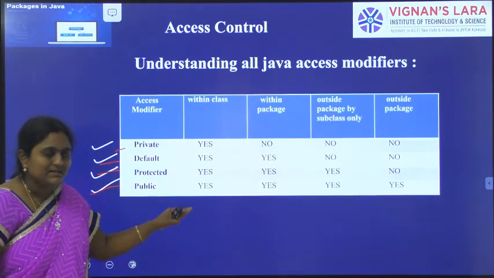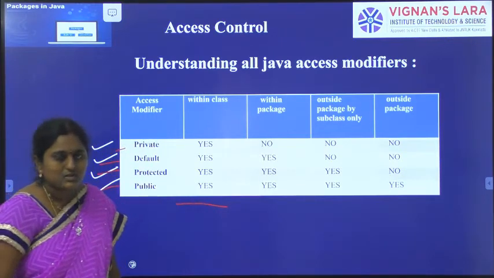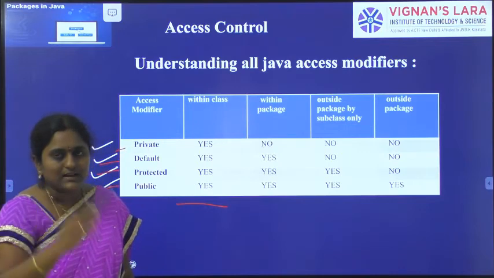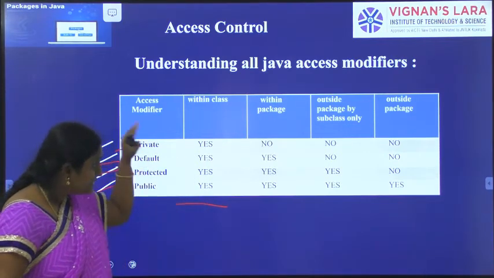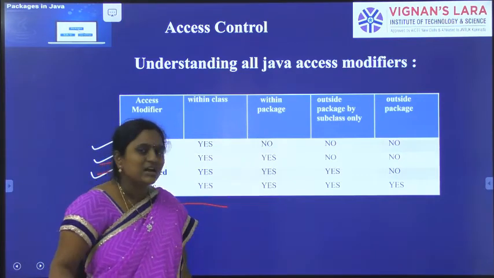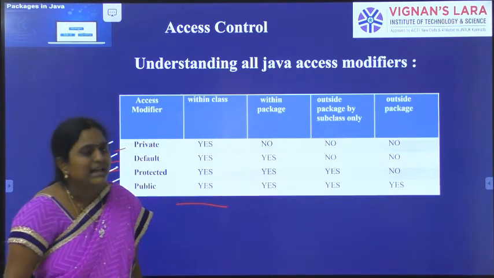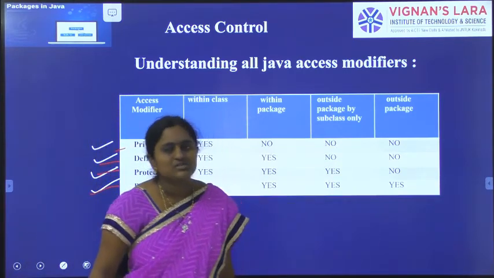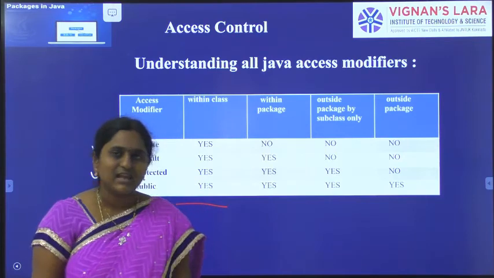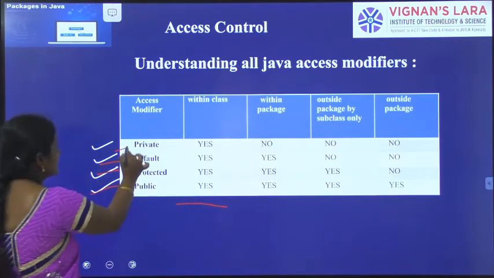Public access means everywhere we can access it. Within the class we can access it, and within the package we can also easily access it. Public access specifier: within the package, outside the package by subclass, and outside the package, we can easily access it. Next, coming to the private access specifier.